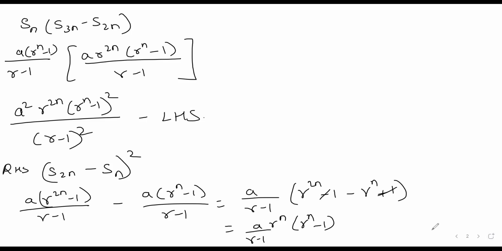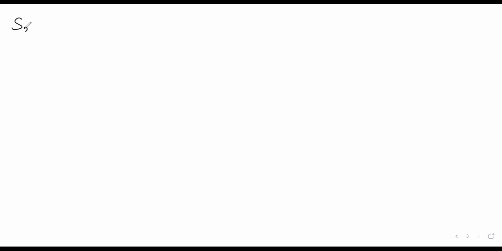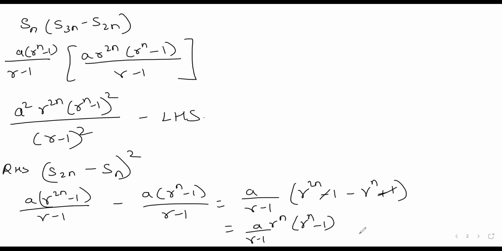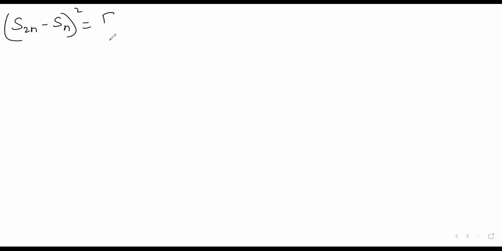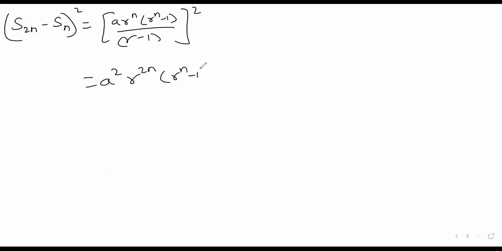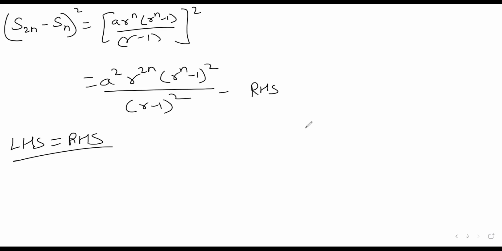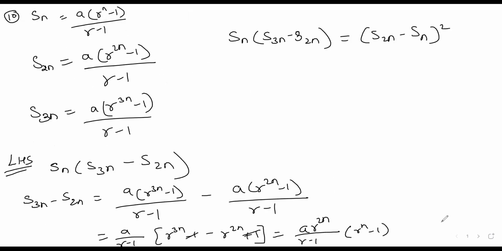Now squaring this, S2n minus Sn bracket square is A r raised to n, r raised to n minus 1 upon r minus 1 bracket square. It is A square r raised to 2n, r raised to n minus 1 square upon r minus 1 bracket square. This is your RHS. Now your LHS is equal to your RHS. Proved. This is also one of its kind. Too big.